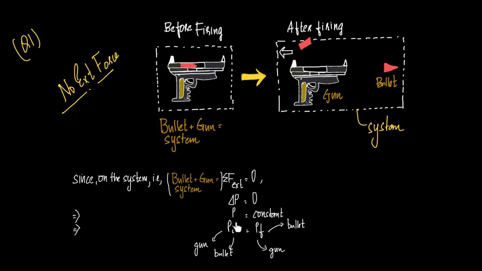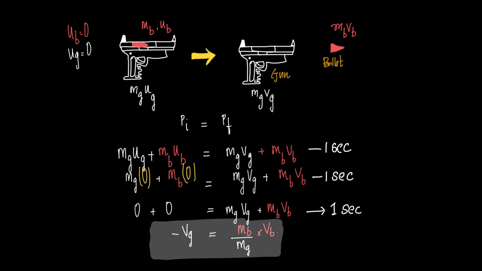Now, initial momentum will have 2 components: 1, the bullet; 2, the gun. Final momentum will have 2 components: 1, the bullet, and 2, the gun. Okay. So I hope this much is clear. That concept is clear. Let us now try to make it in a mathematical way.